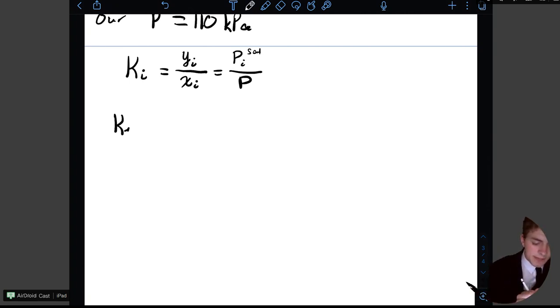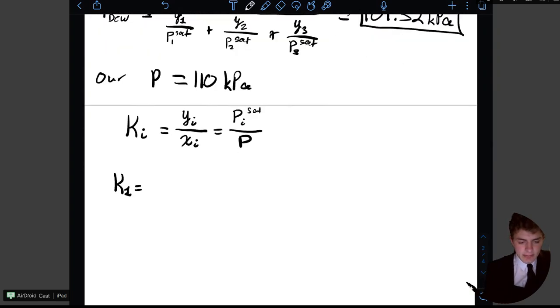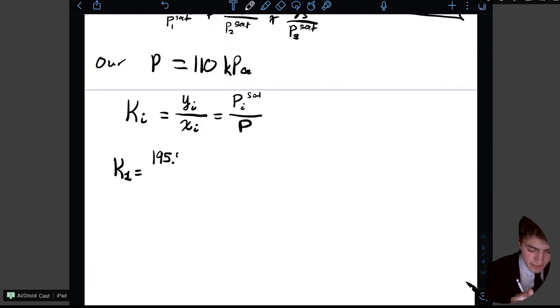And we'll say K1 is equal to yi over xi, or P sat i over P, rather, is what we're going to end up calculating. So we said P sat for 1 was 195.75 over 110, and this is going to be a dimensionless unit here, which makes sense because our equilibrium constant is generally unitless, and it's going to be about 1.78.